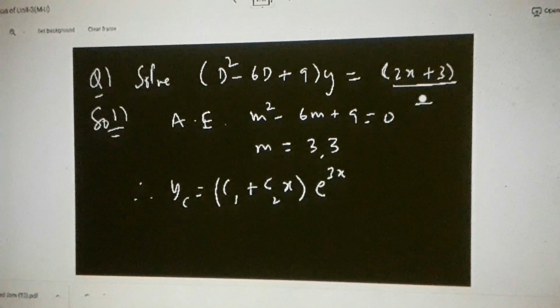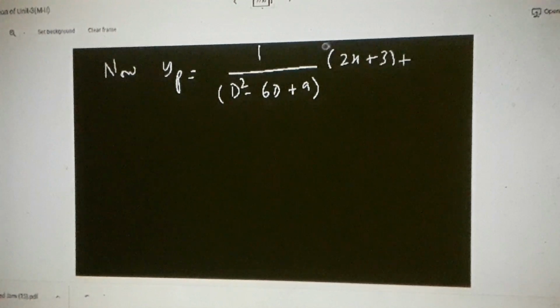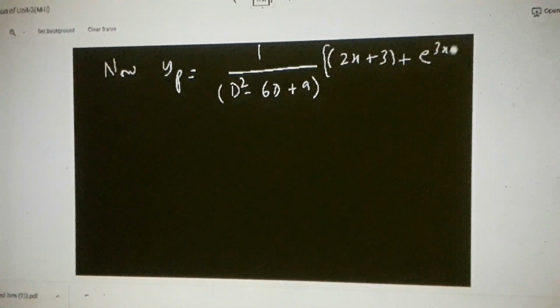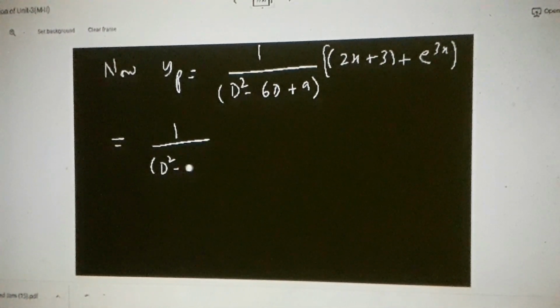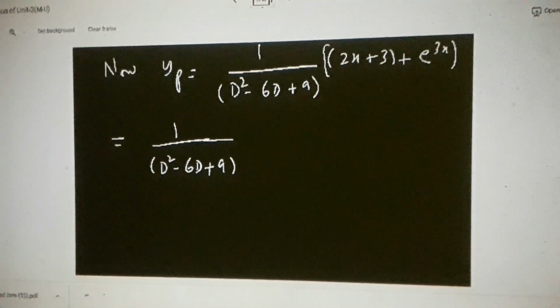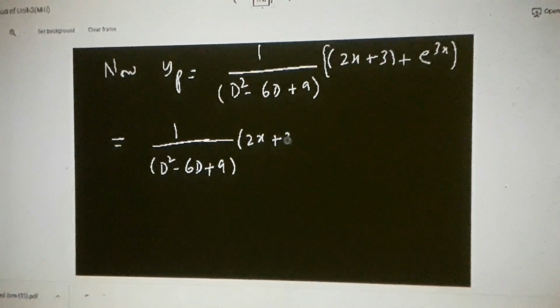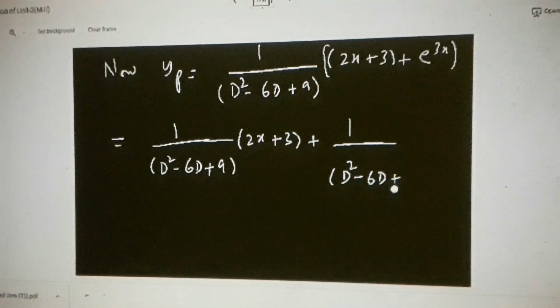I will add one function on the right hand side where e to the power of 3x is there, because 3 is a repeated root here. I want to include that particular case as a special case. So now yp is this one plus this complete one, e to the power of 3x. I'll break it into two parts now, that is d square minus 6d plus 9 of this first part. Anyway you can write any one first, any one next, but some students may get confused, so that's why I came back to this one.